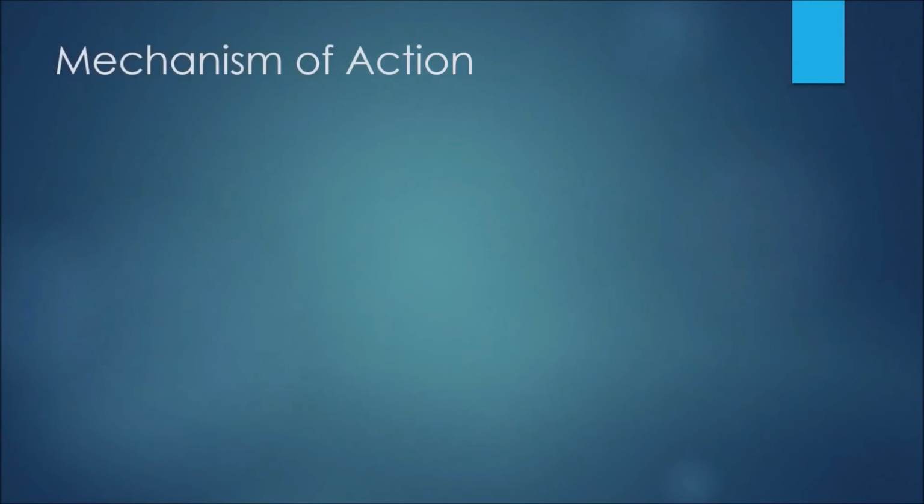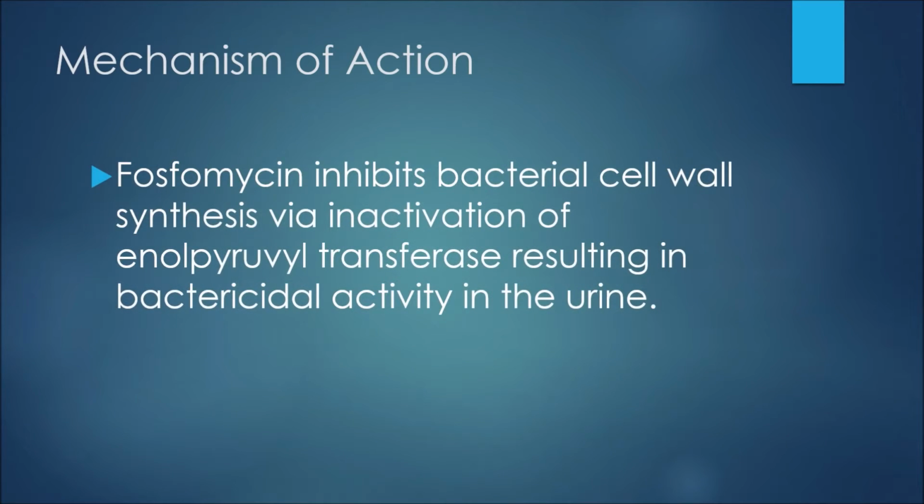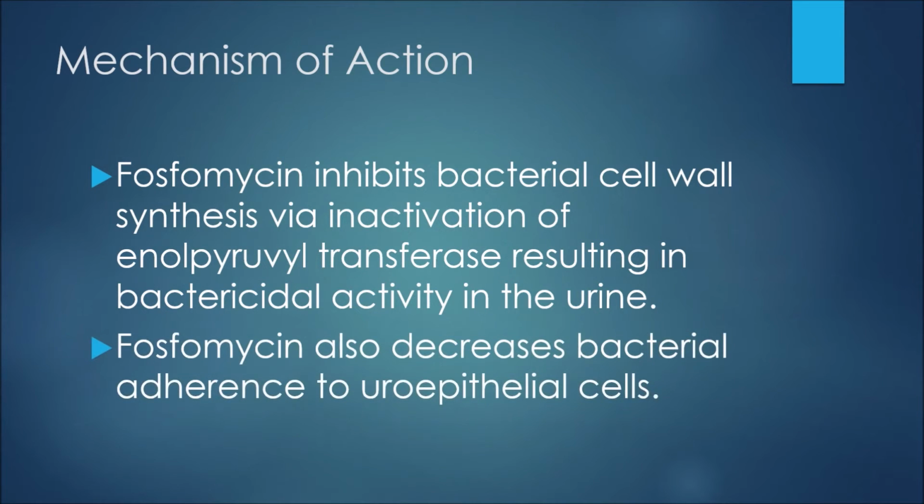So the first thing to discuss here will be the mechanism of action or how this medication works. So fosfomycin inhibits bacterial cell wall synthesis via inactivation of enolpyruvyl transferase, resulting in bactericidal activity in the urine. Fosfomycin also decreases bacterial adherence to uroepithelial cells.